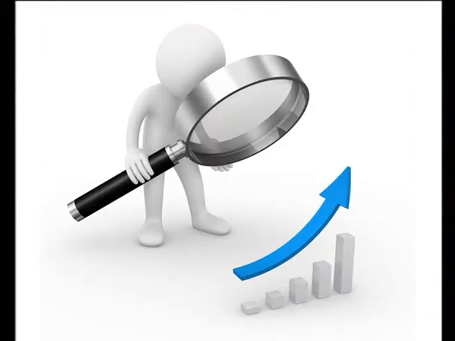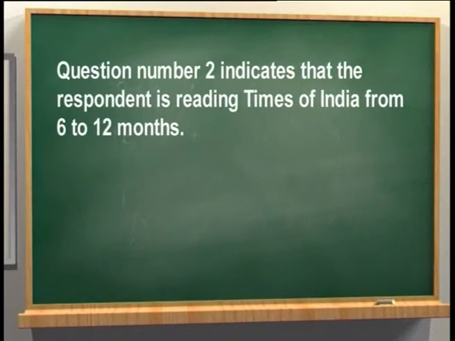In the data matrix corresponding to the above coding scheme, respondent number 1 reads both Times of India and Indian Express and no other newspaper. This is indicated by code 1 corresponding to question 1A, and for the remaining parts of the question 0 is indicated. Question number 2 indicates that the respondent has been reading Times of India for 6 to 12 months.